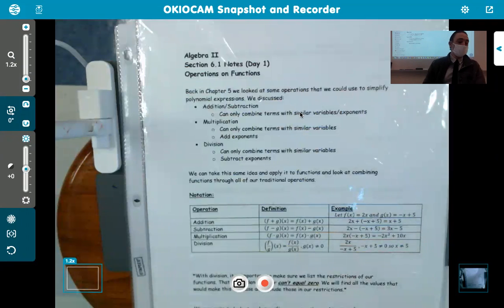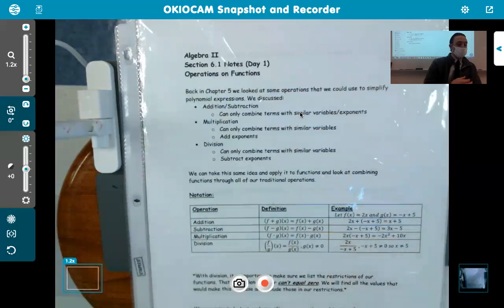Remember with addition and subtraction, we can only combine terms with similar variables and exponents. So x squareds with x squareds, x cubes with x cubes, xy with xy if we're dealing with multiple variables. Multiplication, we can only multiply terms that go together, and when we do that, we add exponents. So if I have x times x, that gives me x squared.